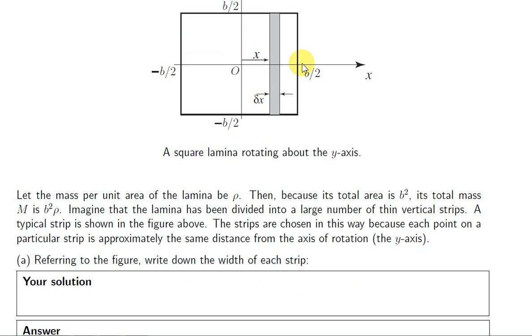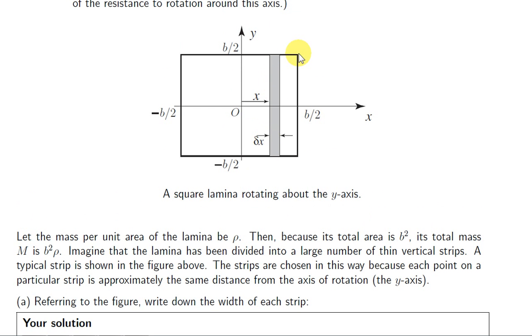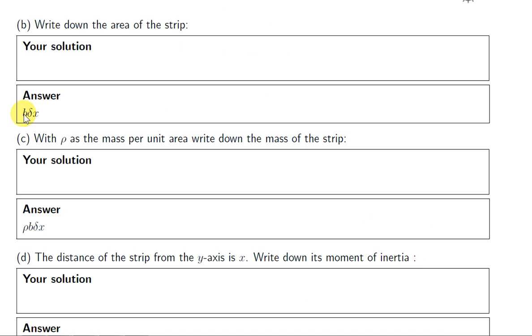Now we call the width delta x since that's a distance along the x-axis, a horizontal distance. The area of this is easy because the side of this square is b units, so we just have b multiplied by delta x. We multiply that area by the mass per unit area rho to get the mass of that strip.